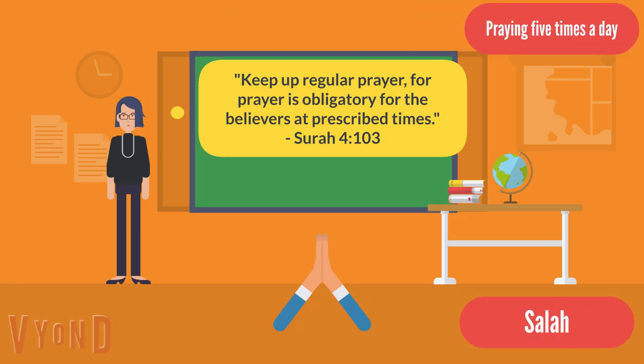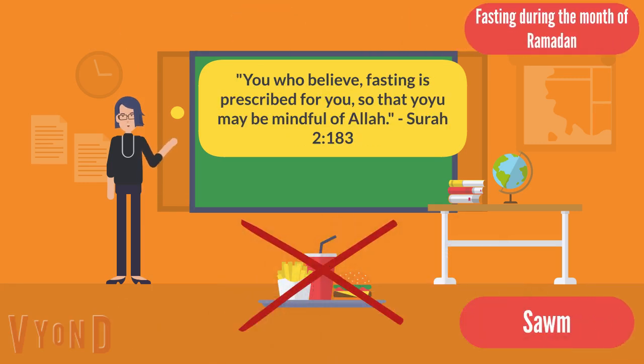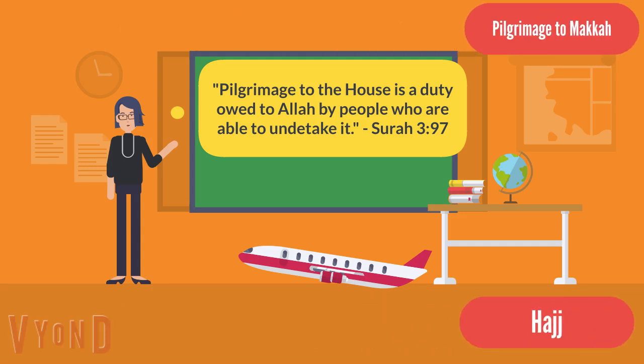The first is Salah, which means praying 5 times a day. Sawm means fasting during the month of Ramadan. Hajj means pilgrimage to Mecca in Saudi Arabia. Every Muslim who is able to has to make the journey at least once in their life.